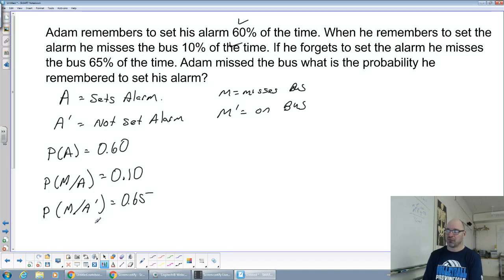Okay, so there is what each of those work. So when he does not set the alarm, we can do P(A prime) would be 0.4. Okay, now what we're trying to find is Adam missed the bus. So here's our two misses.